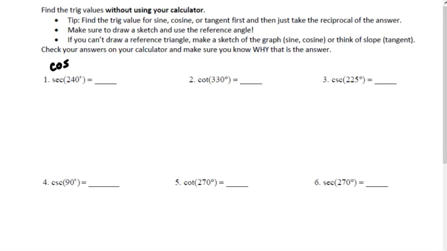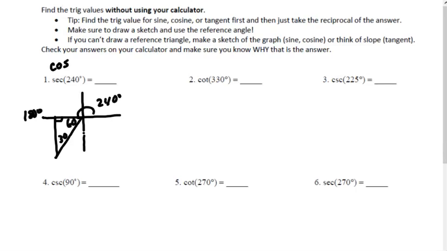So the first thing I'm going to do is draw my 240 degree angle. 240 degrees is in quadrant 3. It goes all the way around to here. It is 60 more than 180. So that means this is a 60 degree reference angle, and I'm dealing with a 30, 60, 90 triangle. I do not have to know my unit circle to do this. I just need to know my 30, 60, 90 triangle.